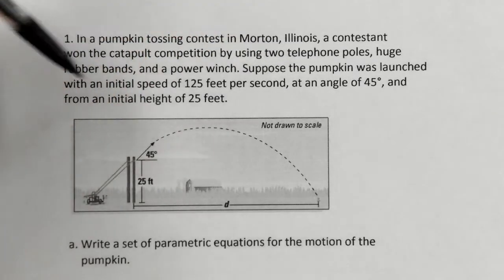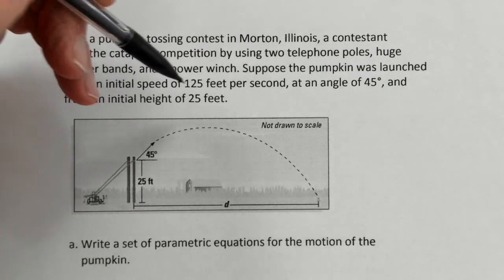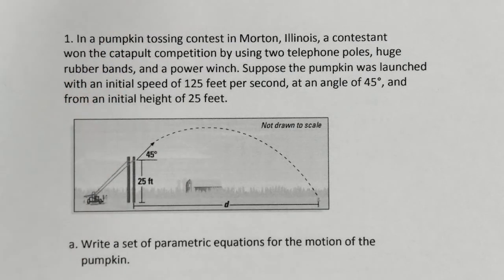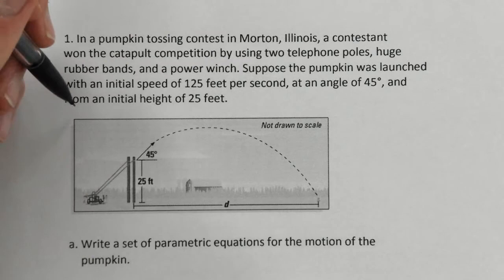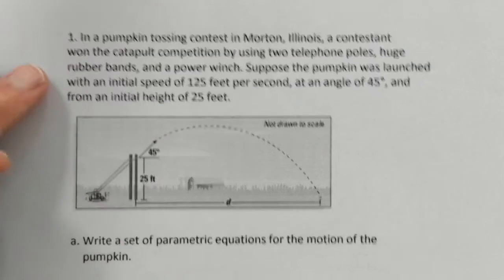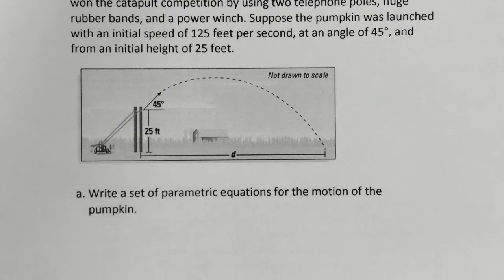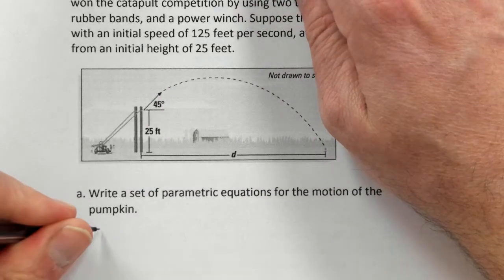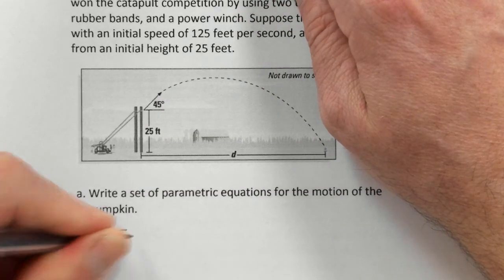Suppose the pumpkin was launched with an initial speed of 125 feet per second, at an angle of 45 degrees from an initial height of 25 feet. Our first task here is to write a set of parametric equations for the motion of the pumpkin. Let's start with the x parametric equation.